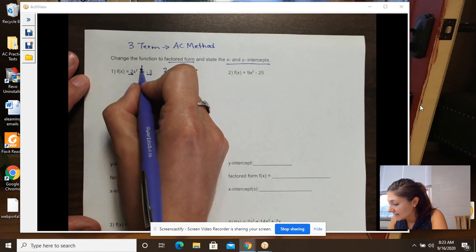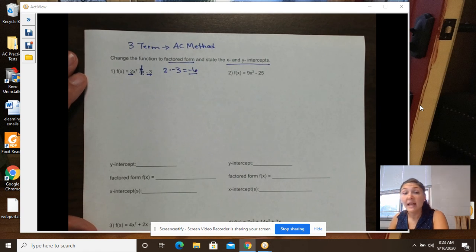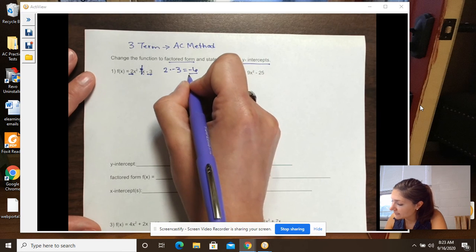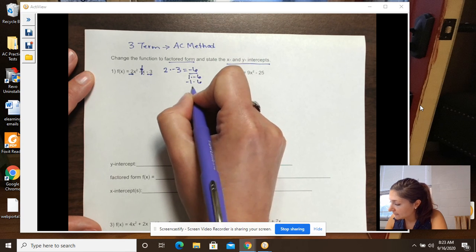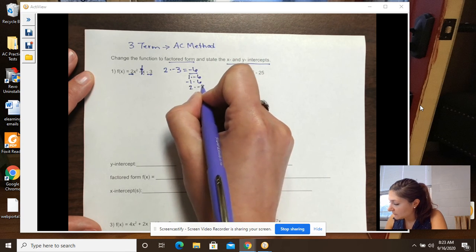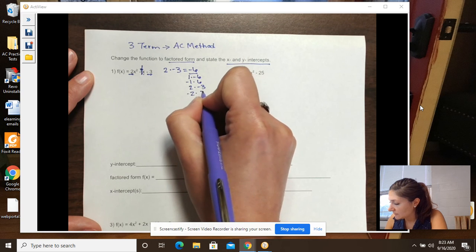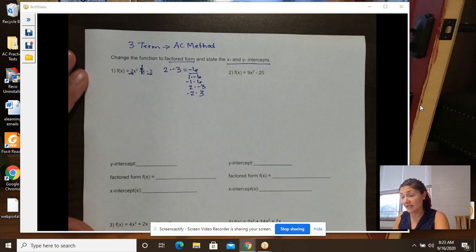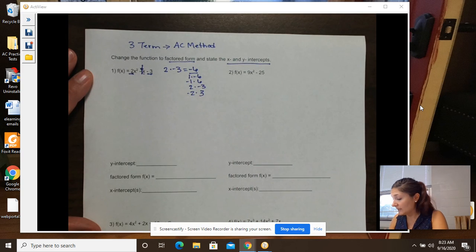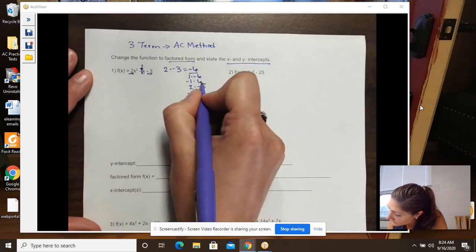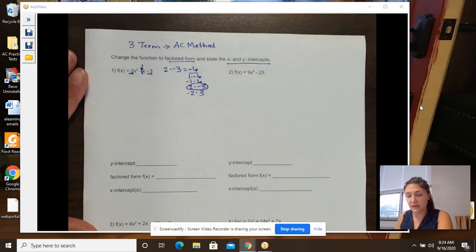So that would be, in this case, -1. If you have trouble identifying those factors right away, remember you can make a list. So 1 times -6, -1 times 6, 2 times -3, or -2 times 3. Those are all of our factors of -6. I want the ones that if I added them instead of multiplying, I would get -1. So I want 2 and -3.